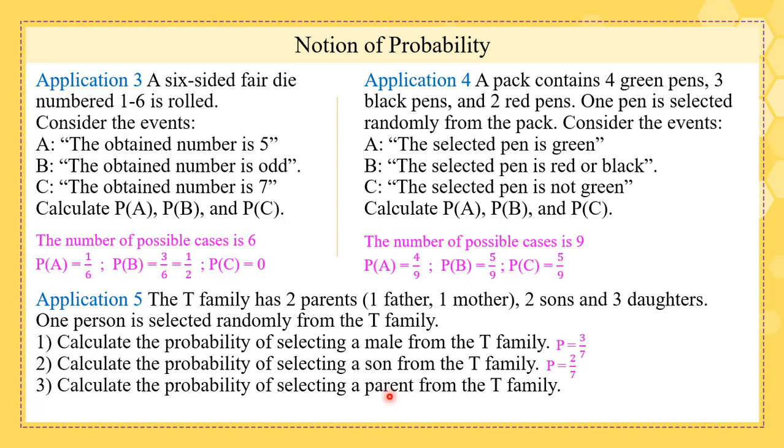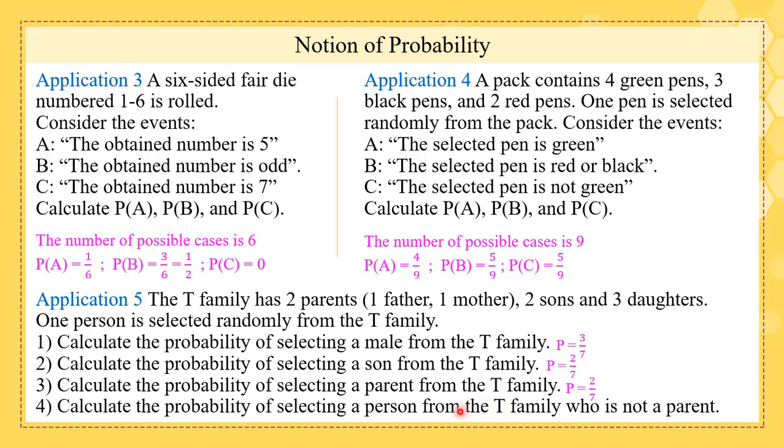And calculate the probability of selecting a parent from the T family. Try also to do it alone. In fact, we have two parents, so it would be 2 out of 7. And finally, selecting a person from the T family who is not a parent. Not a parent means 5 over 7, which are the sons and the daughters.